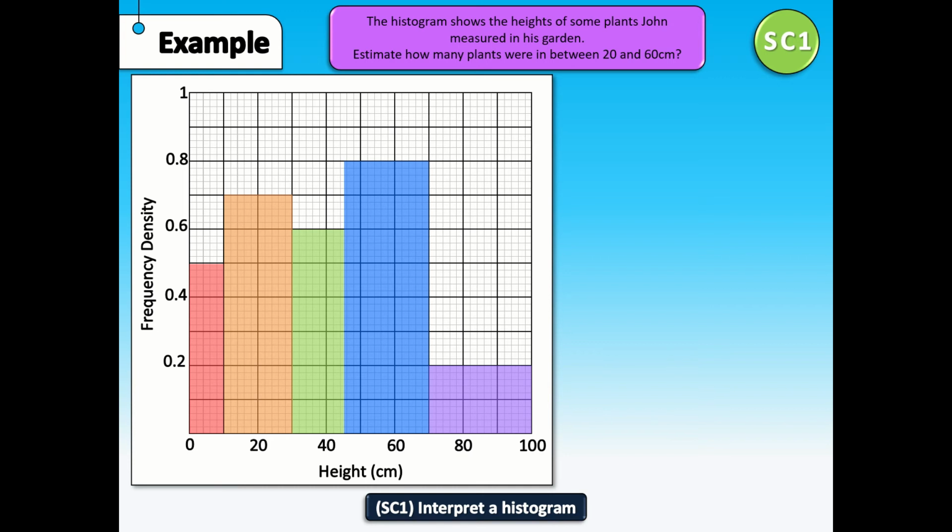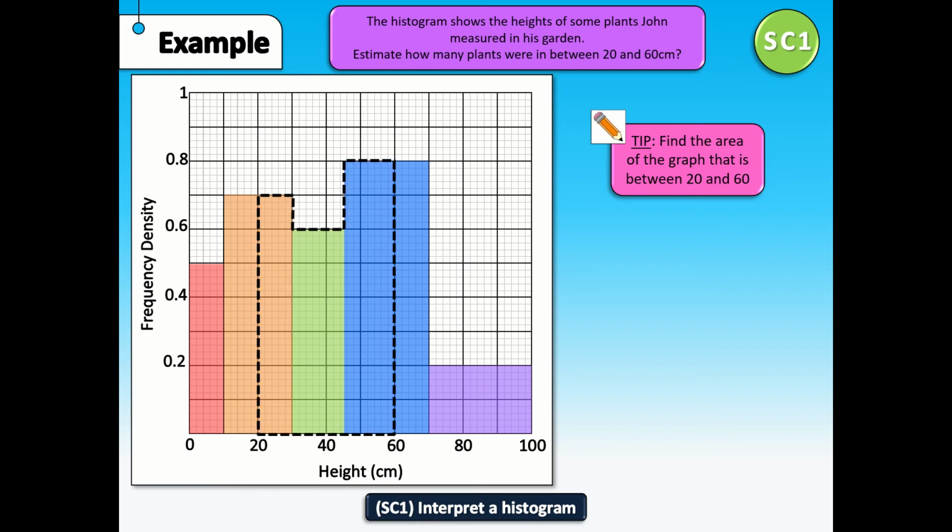Here's another example. So this time we're being asked to estimate how many plants are between 20 and 60 centimeters tall. So if we have a look at the area that's between 20 and 60 centimeters, so that's that area there. So the amount of plants that are between 20 and 60 centimeters tall is going to be the area of that shape there.